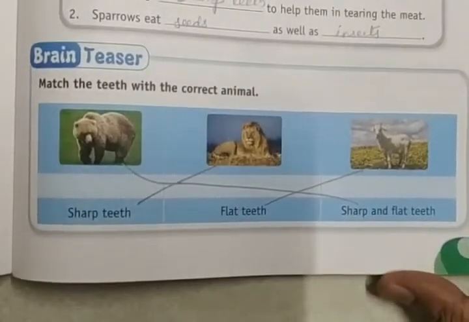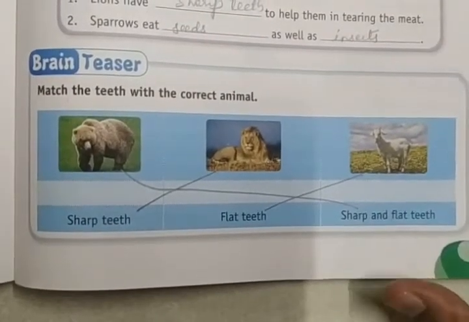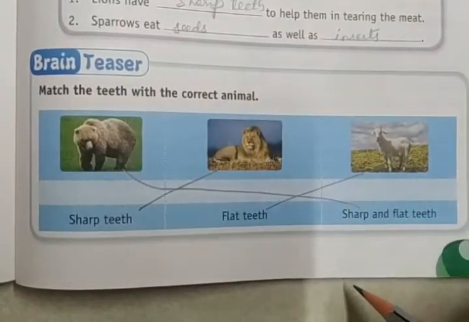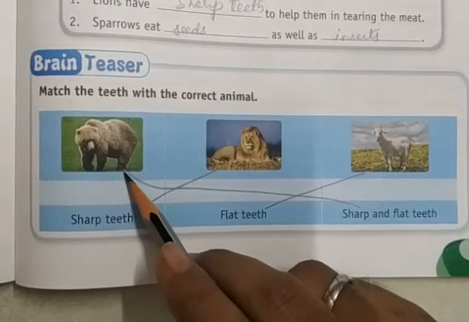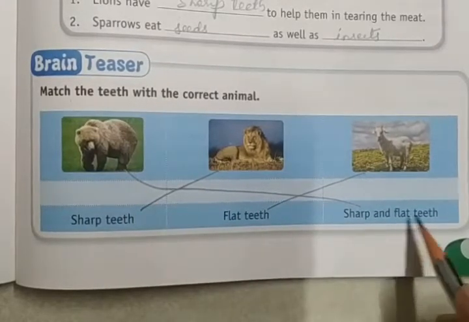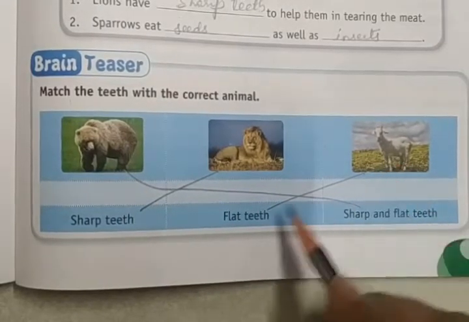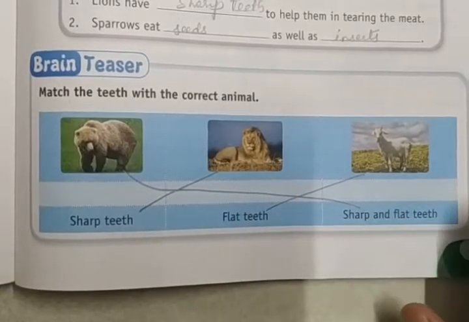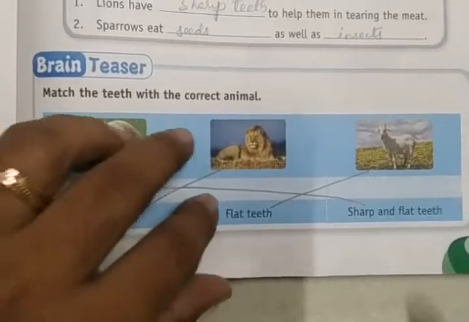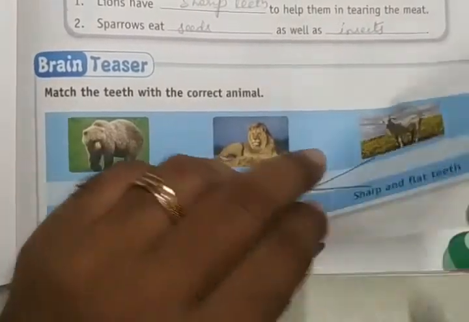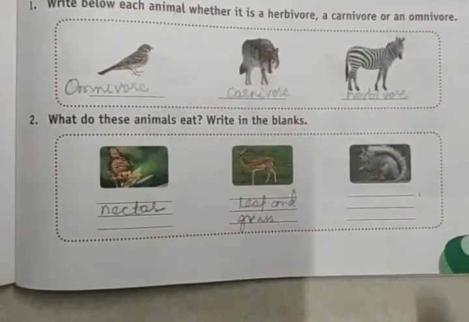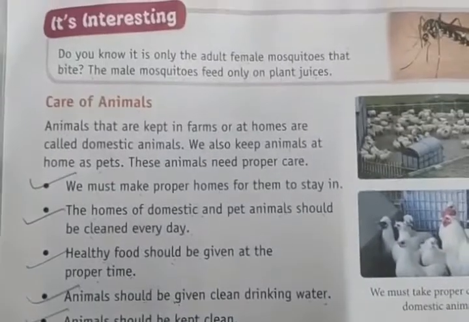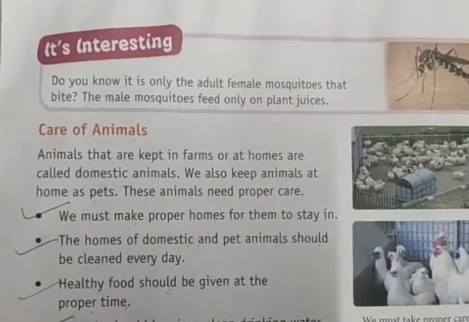Okay, brain teaser. Match the teeth to the correct animal. Here the bears have sharp and flat teeth. Flat teeth for this sheep, sharp teeth for this lion or tiger. Okay, so this is how we got familiar with herbivores, carnivores and omnivores.